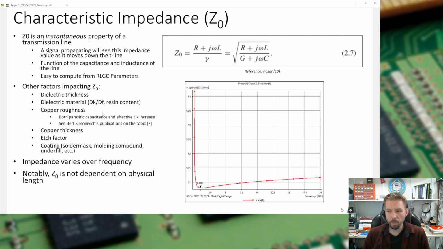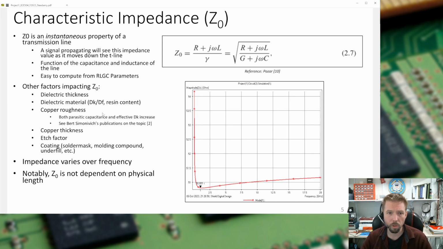So that characteristic impedance is based upon the cross-section. It's an instantaneous property of the line. So a signal propagating down the transmission line will see that impedance as it propagates. It's mostly a function of the parasitic capacitance and the inductance of the line. So that means that the characteristic impedance is very easy to compute from RLGC parameters.